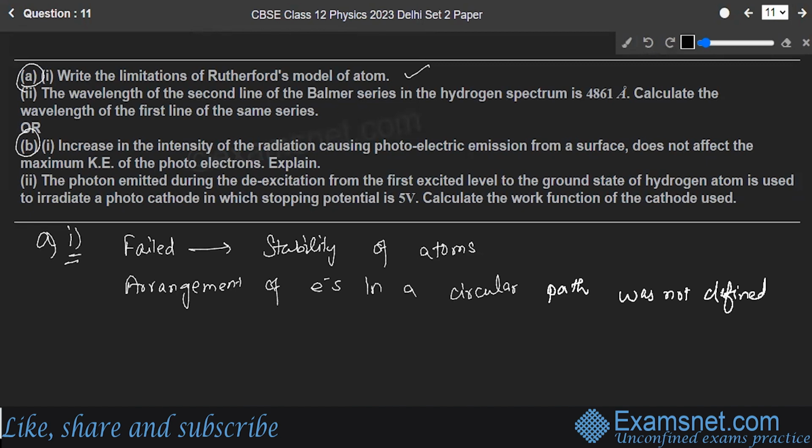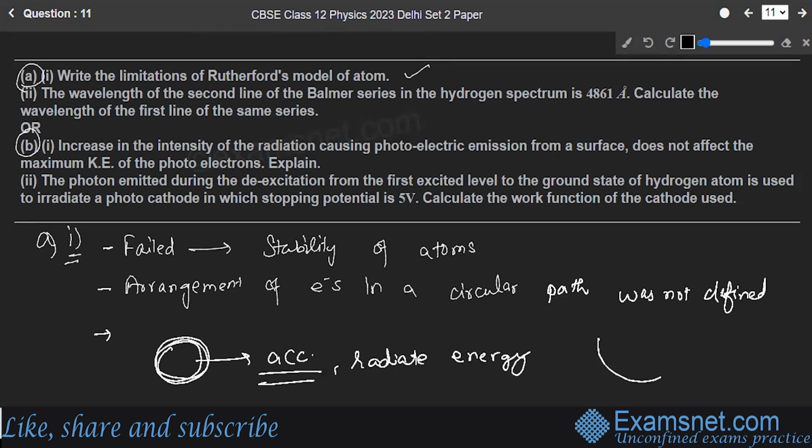Then any particle that is moving in a circular path will undergo acceleration and radiate energy. Thus, the revolving electron would lose energy and finally fall into the nucleus. So everything will collapse, right? I'll draw it like this, the first, the second and the third one. So any particle moving in a circular orbit will undergo acceleration and radiate energy. Thus, the revolving electron will ultimately fall into the nucleus. So everything will collapse. Okay.